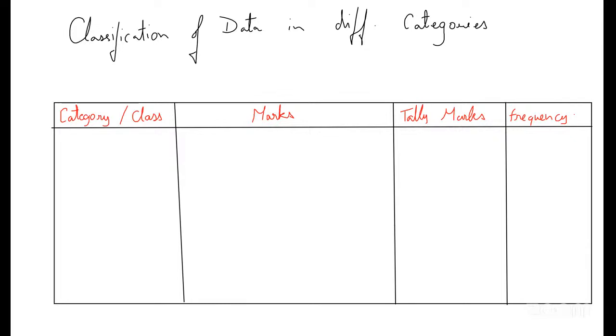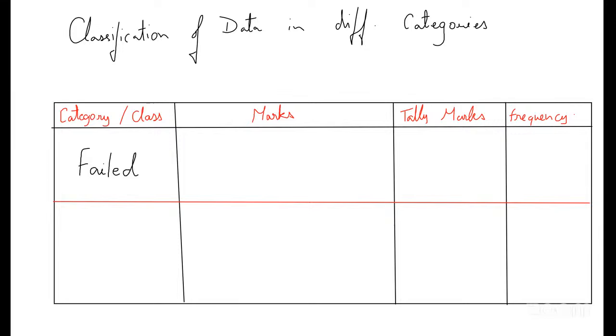What I said is that you have to find out the number of students who passed and the number of students who failed. Those become two categories. The first category is fail. The second one is pass. We are doing classification. It means we have the whole data, 20 students, and we are dividing it into two categories, one of passed and one of failed.